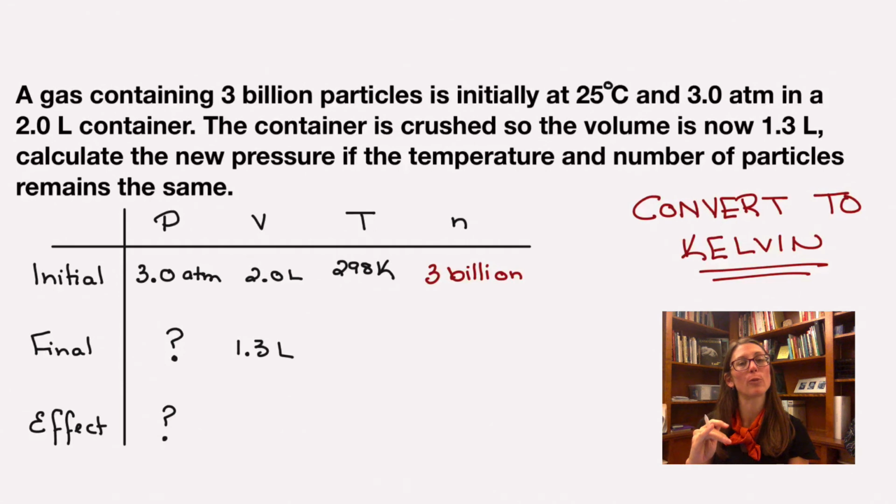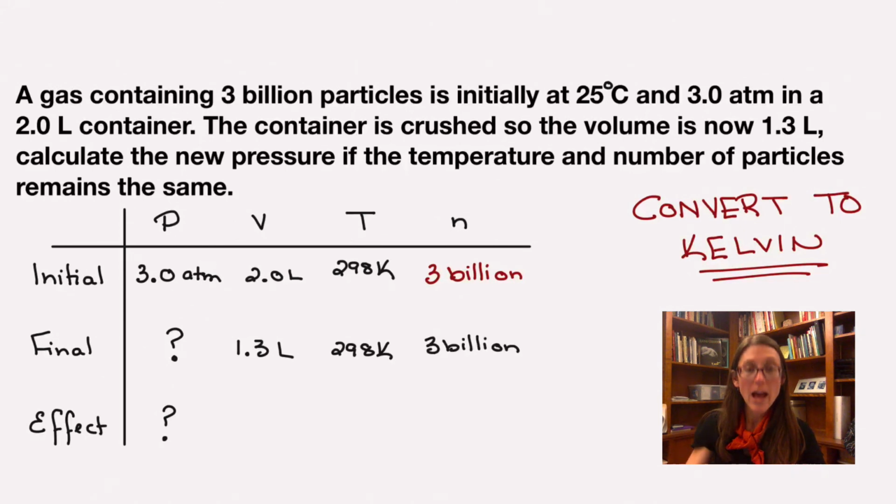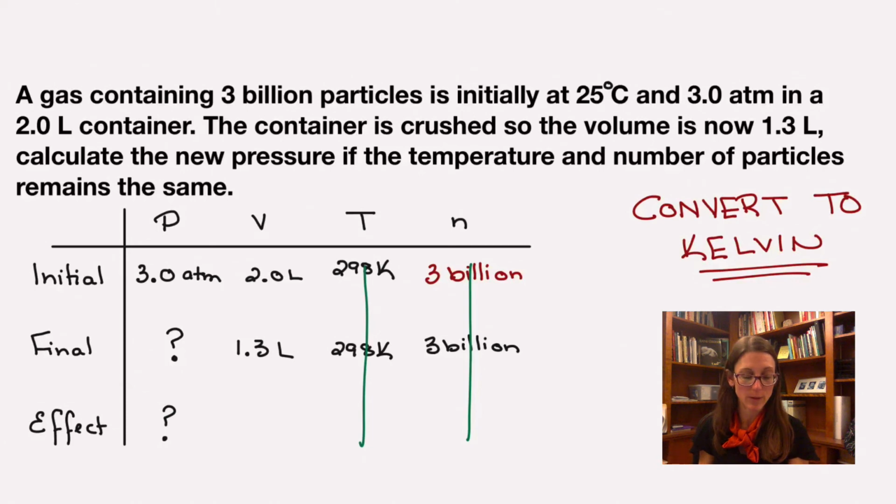I'm going to fill the column for pressure with question marks because that's what we're asked about, if the temperature and number of particles remain the same. So I can come over here and say if the temperature is the same, I know that value, just like I know the value of the number of particles. However, when something doesn't change, we're going to be able to ignore it when we do the math. So I'm actually going to just put a vertical line through those 2 columns of the table because I cannot worry about those in this problem. So there's the first step.